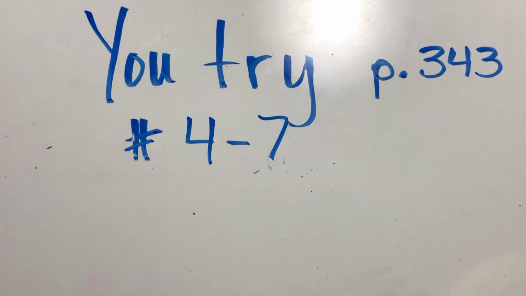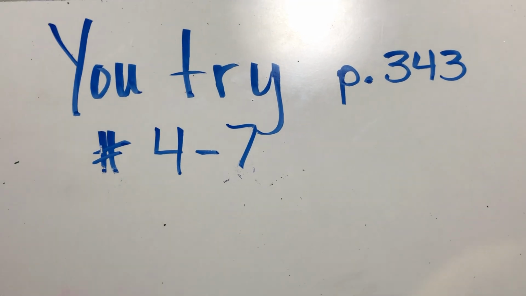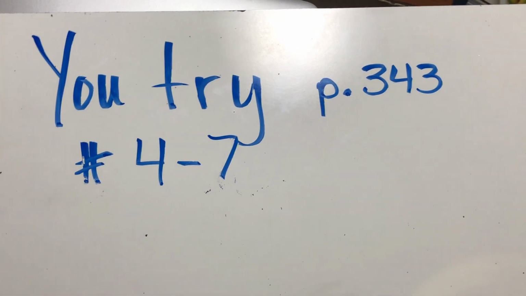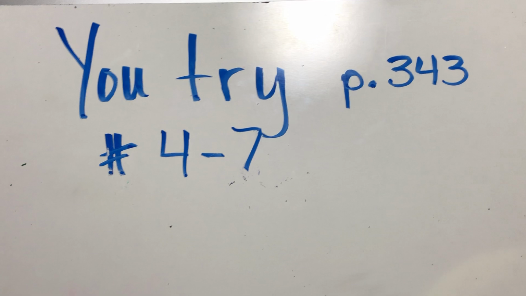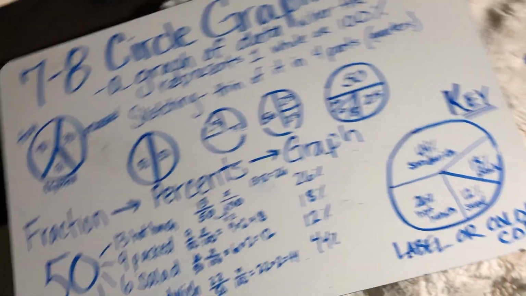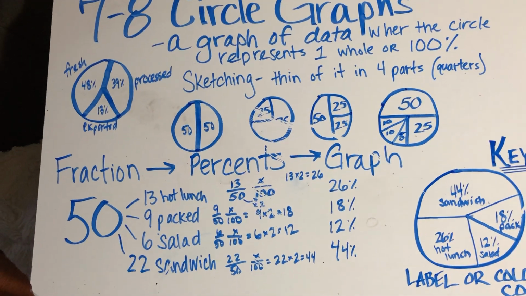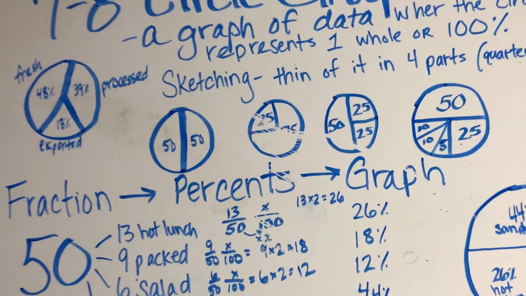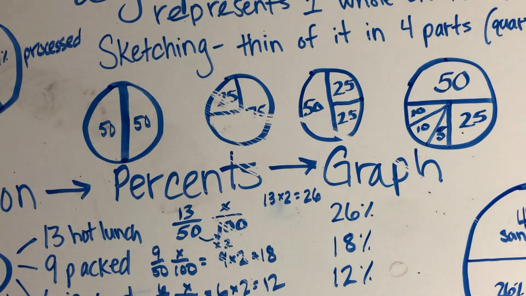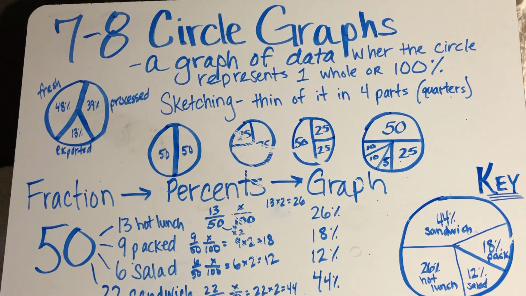So here is your lesson on 7-8 circle graphs. And of course, put me on pause so that you can make your note card for your note card rings. And you can put me on pause and write everything down on your card. I gave you some examples, and I showed you how you can learn how to sketch things so that they're the right amount, okay? So don't forget to do that, and then you have your you try.